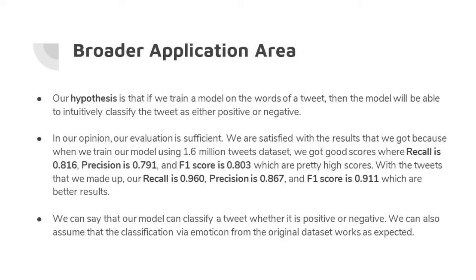With the tweets that we made up, our recall is 0.960, precision is 0.867, and F1 score is 0.911, which are better results. We can say that our model can classify a tweet whether it is positive or negative. We can also assume that the classification via emoticon from the original dataset works as expected.